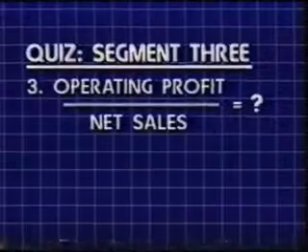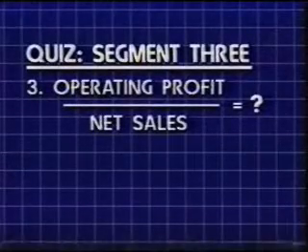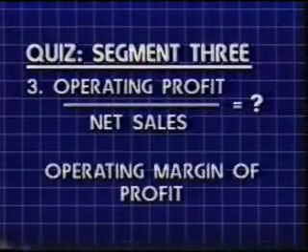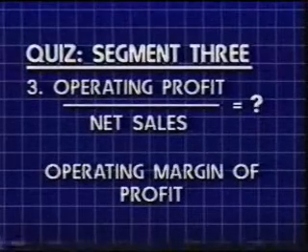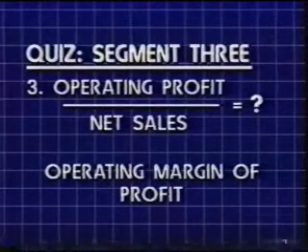If you divide operating profit by net sales, you get the operating margin of profit, or as it is also called, the profit margin.